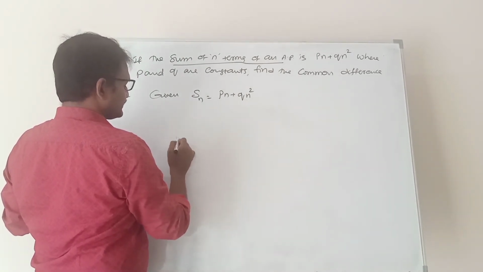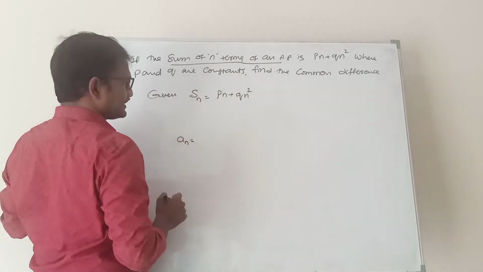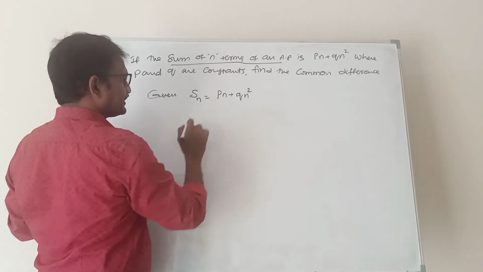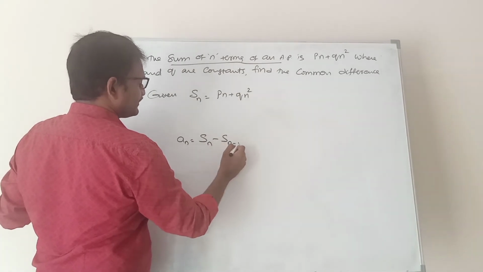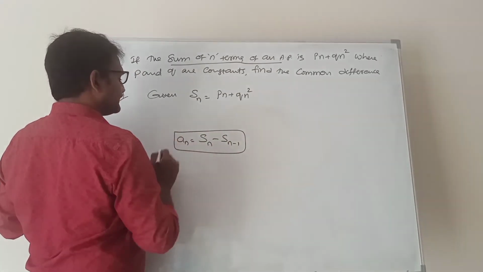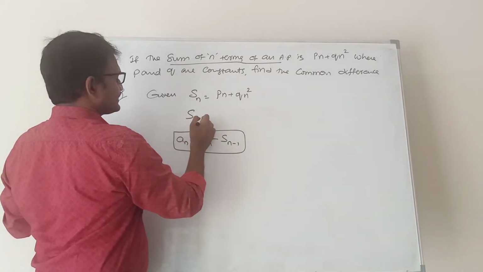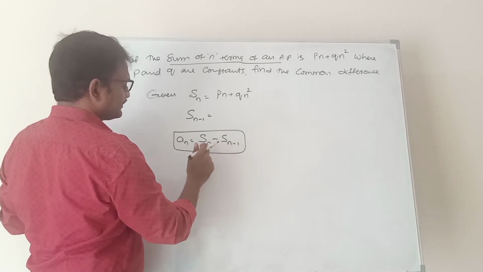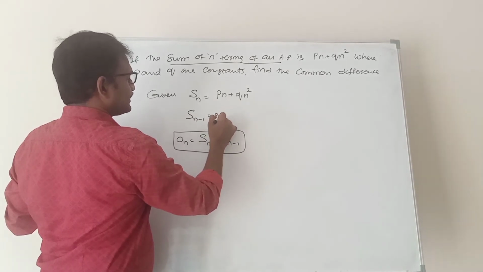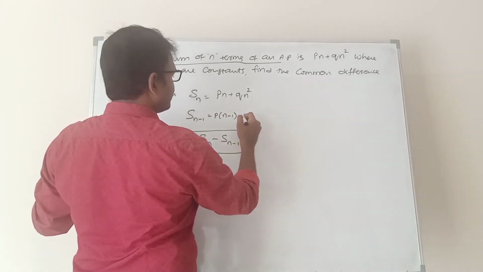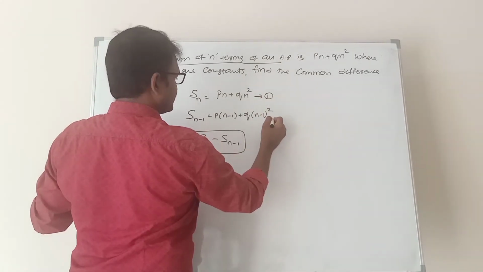The nth term formula is Tn, An is equal to... If Sn is given, how to find the nth term? Sum of n terms is given, then to find the nth term we use Sn minus Sn minus 1. This is the formula to find the nth term. So Sn is equal to Pn plus Qn square. Then what is Sn minus 1? Sn we know. For Sn minus 1, in the place of n you need to replace n with n minus 1: P into n minus 1 plus Q into n minus 1 whole square.